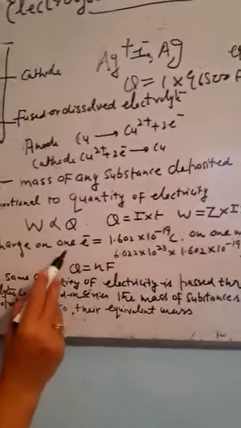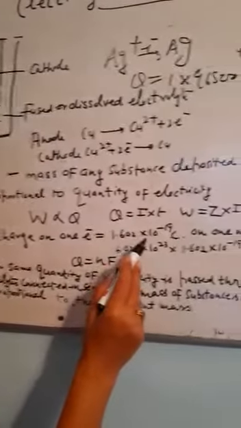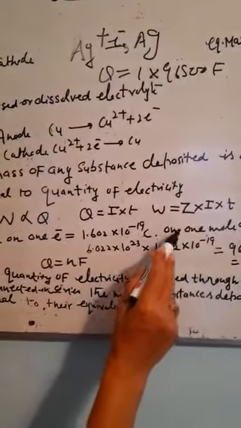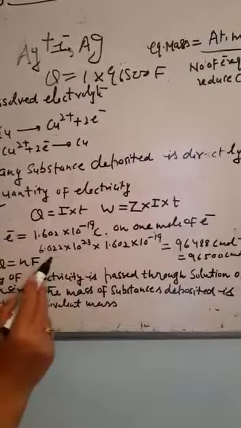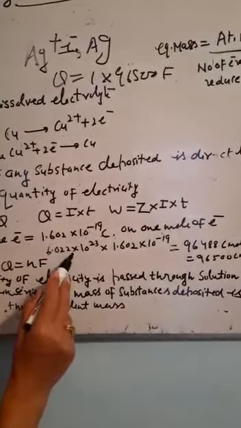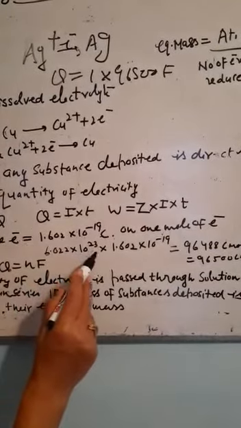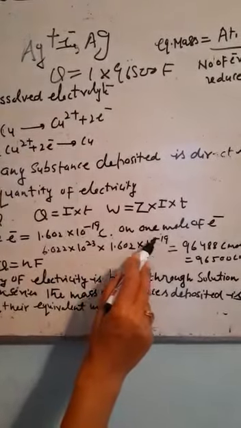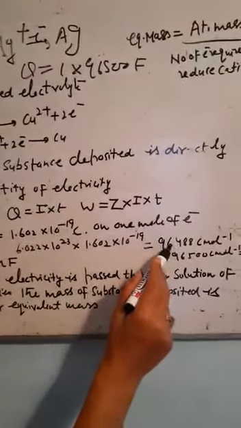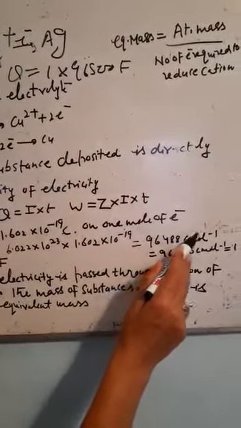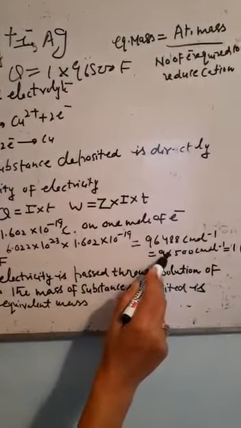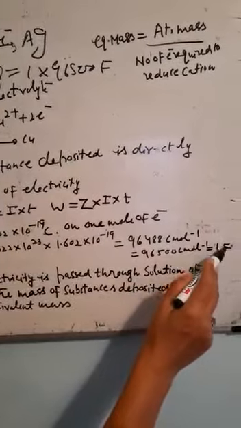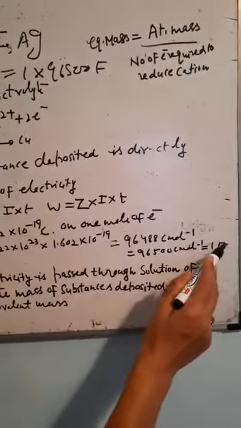We know the charge on one electron is 1.602 into 10 to the power minus 19 coulomb. The charge on 1 mole of electrons is equal to 6.02 into 10 to the power 23 into 1.602 into 10 to the power minus 19. This comes out to be 96488 coulomb per mole. Approximately this is equal to 96500 coulomb per mole, and this quantity is equal to 1 Faraday.